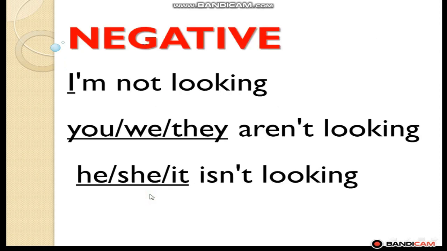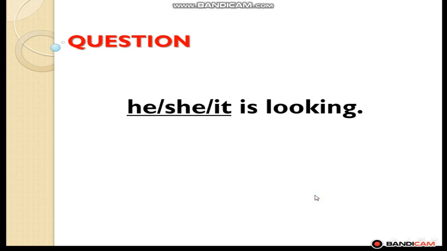The negative form, I'm not looking. You, we, they aren't looking, and he, she, it isn't looking. The question, he, she, it is looking. So he is looking, she is looking, it is looking.